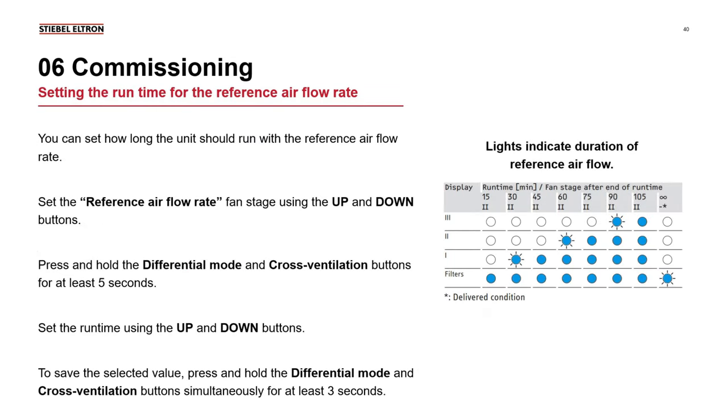Once you have enabled the reference airflow rate parameter, you can adjust any time duration settings by pressing and holding the differential mode and cross ventilation mode buttons simultaneously for 5 seconds. You can then use the up and down fan speed buttons to adjust the length of time the reference airflow rate parameter will run for. Once you've selected the correct length of time, press and hold simultaneously the differential mode and cross ventilation mode buttons for 3 seconds.